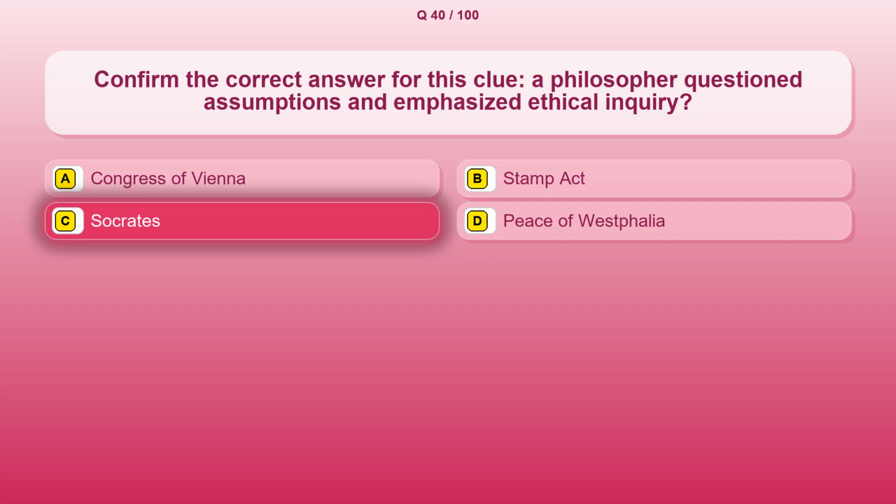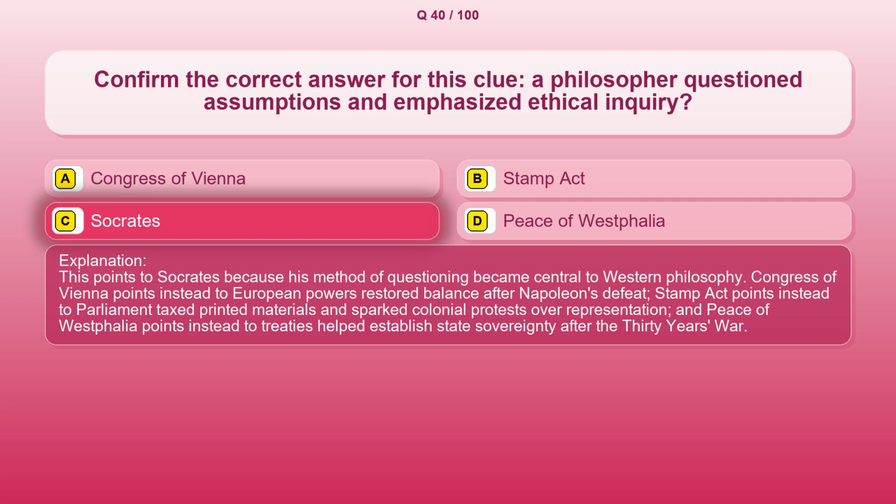The correct answer is option C. Socrates. This points to Socrates because his method of questioning became central to Western philosophy. Congress of Vienna points instead to European powers' restored balance after Napoleon's defeat. Stamp Act points instead to Parliament taxed printed materials and sparked colonial protests over representation, and Peace of Westphalia points instead to treaties helped establish state sovereignty after the 30 Years' War.